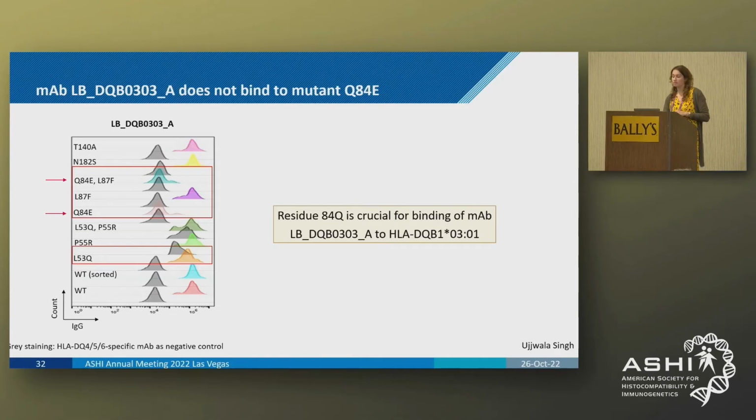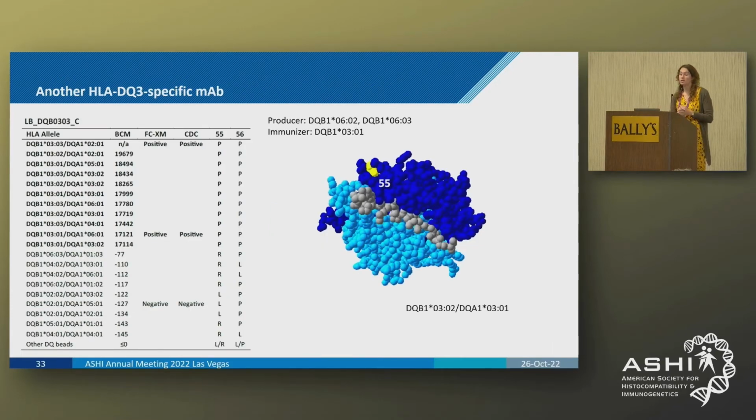And then we also had another DQ3 specific mAb, which has a bit more narrow pattern. So this is really only DQ3 specific. And here we thought that residue 55P is really the uniquely shared residue, which corresponds to eplet 55PP in the epitope registry. So we thought that indeed this was the residue of interest and so the eplet.